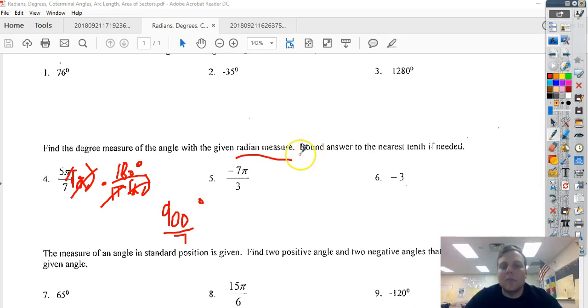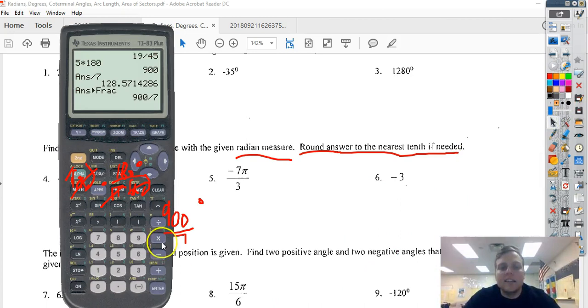What does it say to do here? My mistake, I did not read entirely. That's my fault. Round to the nearest tenth if needed. So let's pull back up that calculator and see what this was. It was 128.6. So we should round it to 128.6 degrees. And there you go. That's how you do those.